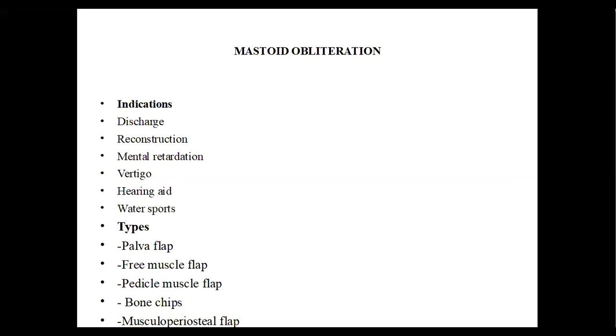So how can you do mastoid obliteration? There are various ways. There are certain flaps locally available, the Palva flap, which is the one commonly used. Then comes the free muscle flap, which is done using sternocleidomastoid. Then a pedicled muscle flap can also be done. Then you can use all the drilled segments as bone chips and put them into the mastoid cavity. And a musculoperiosteal flap is also one way to obliterate the mastoid cavity. At least you should know these names when you are planning for mastoid cavity obliteration.